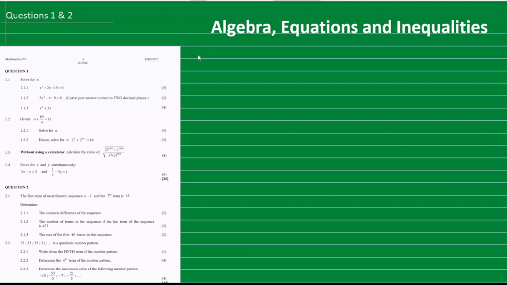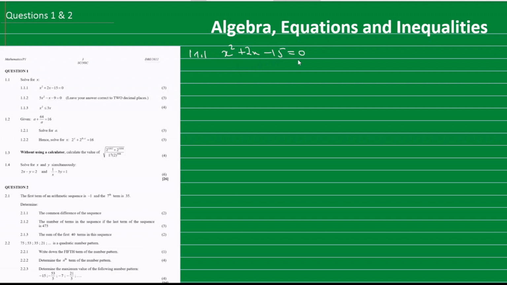Question 1.11 is asking us to solve for x. The question reads as follows: x squared plus 2x minus 15 is equal to 0. Now there are 3 marks for this one.